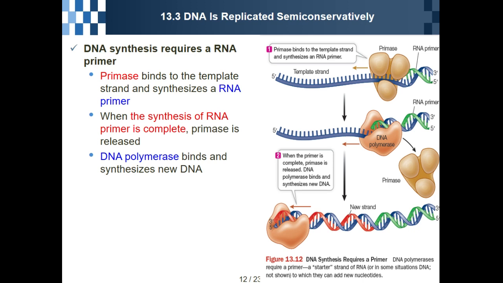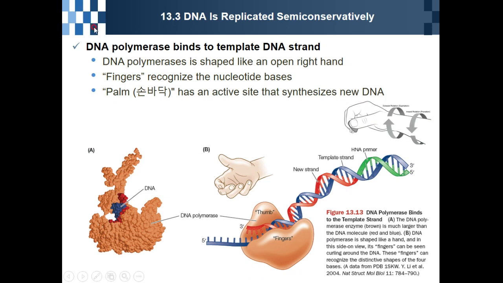But I will teach you some detailed information. This is the DNA polymerase. DNA polymerase binds to the DNA template strand. Its structure is like a right hand. This looks like the thumb, and this looks like the fingers. This is what we call the palm.